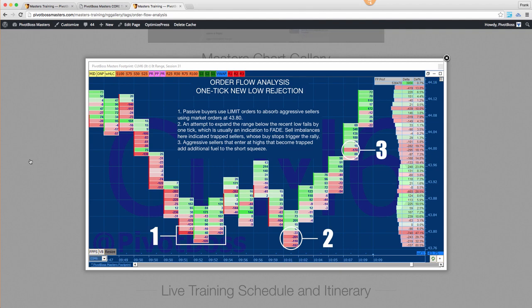Okay, let's take a look at this one. This is a one tick new low rejection, one tick new low. And I believe this was also from today because, again, it was so beautiful. And this is one where, again, we always talk about the various ways that the market can reverse or bounce off of a given level.